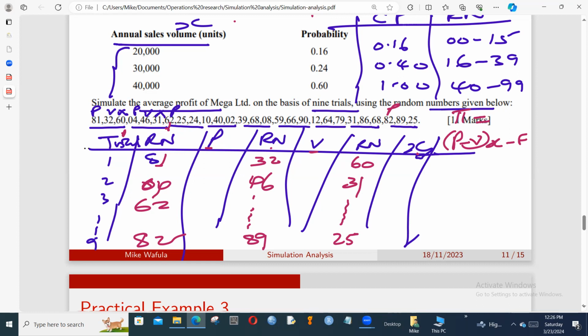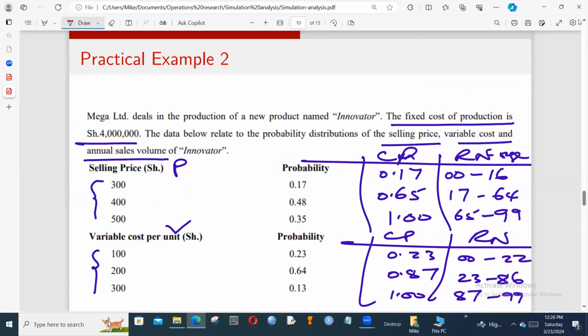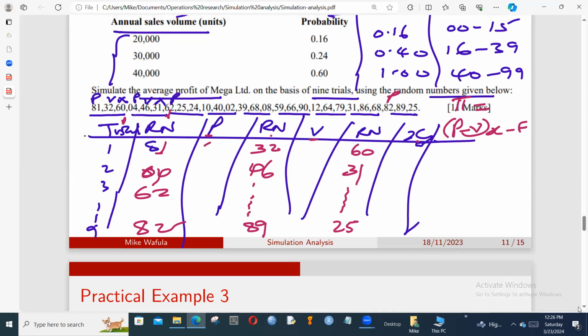So we check 81 using the random numbers created by that table for selling price and check where 81 lies. So when you check 81, that random number is in this particular class, which corresponds to a selling price of 500. So we write 500 down there. That's okay? Yes, that's okay. So let's fill in that column, let's fill the entire column.